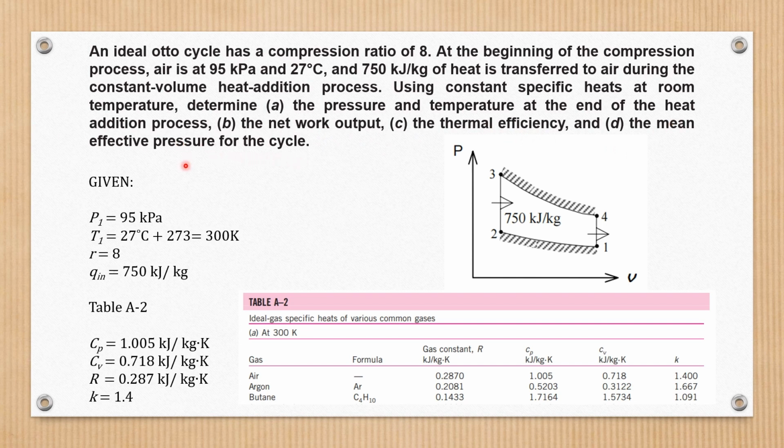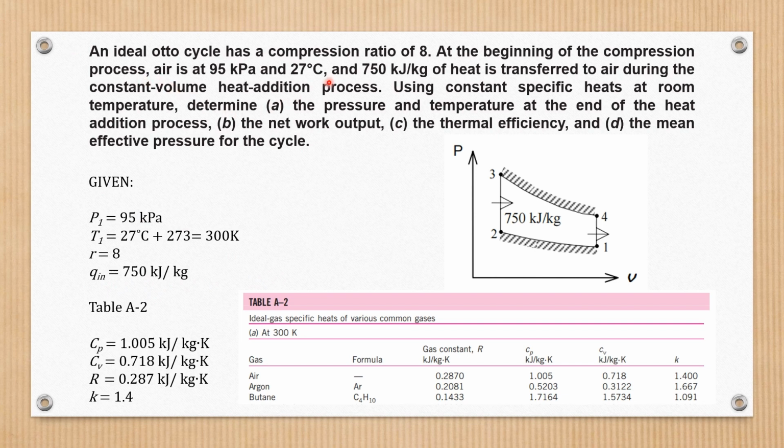So first, we're going to identify the given, wherein our pressure 1 is equal to 95 kilopascal, temperature 1 is equal to 27 degrees Celsius, and we're going to convert it into Kelvin and we will get 300 Kelvin. Our compression ratio is equal to 8 and our heat in is equal to 750 kilojoules per kilogram.